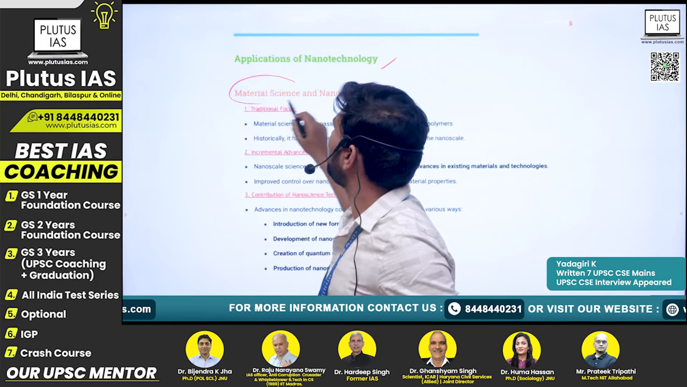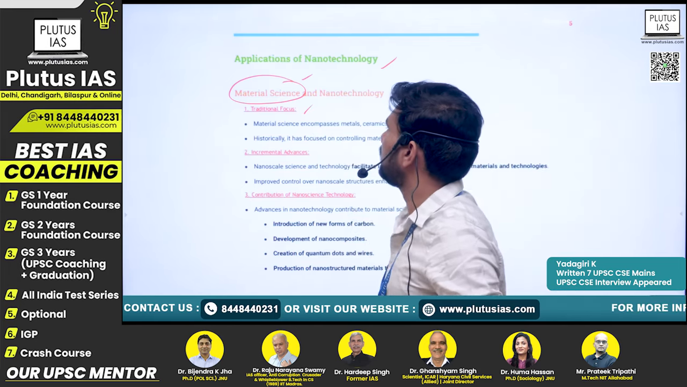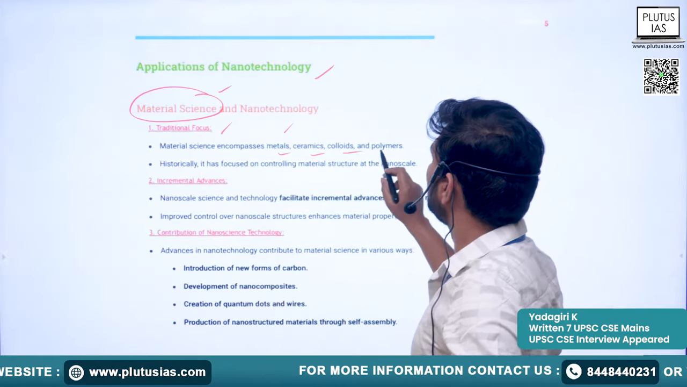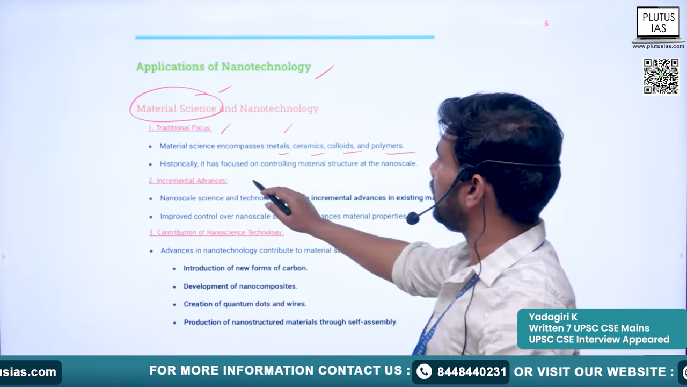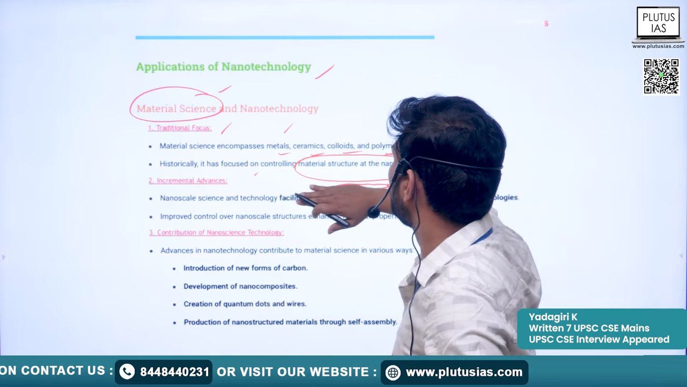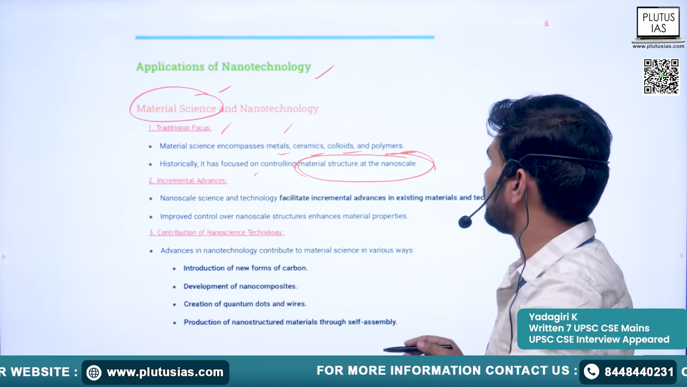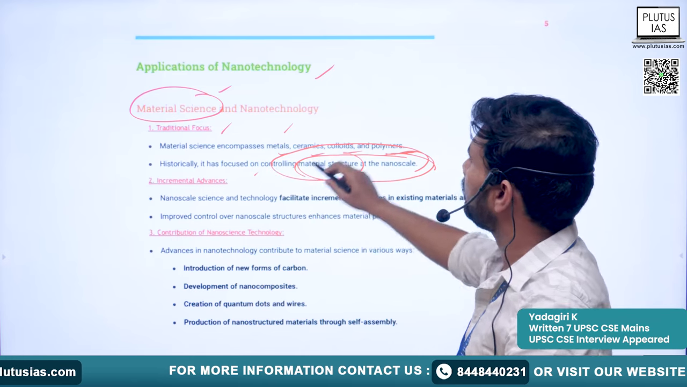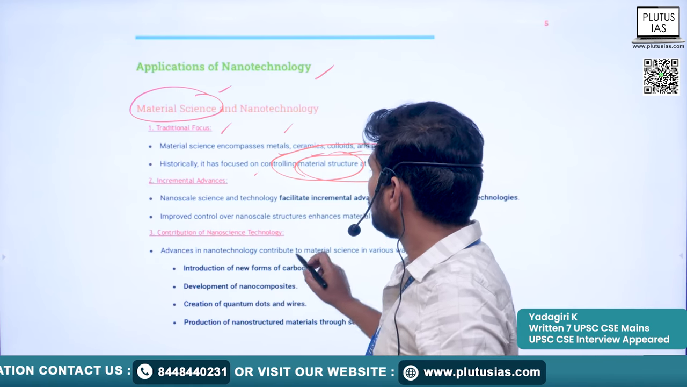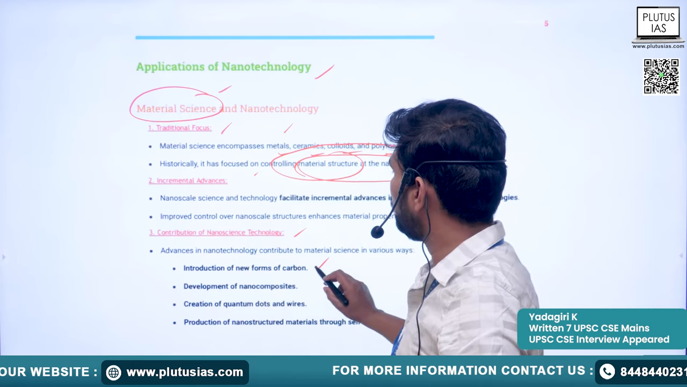So first, if we see the applications of nanotechnology in material science. The traditional focus of material science encompassed metals, ceramics, colloids and polymers. Historically, it has focused on controlling materials structure at the nano scale. So in the beginning, the application of nanotechnology in material science was controlling the material structure of the atoms, right? So the contribution of nanotechnology in material science is the introduction of new forms of carbon.